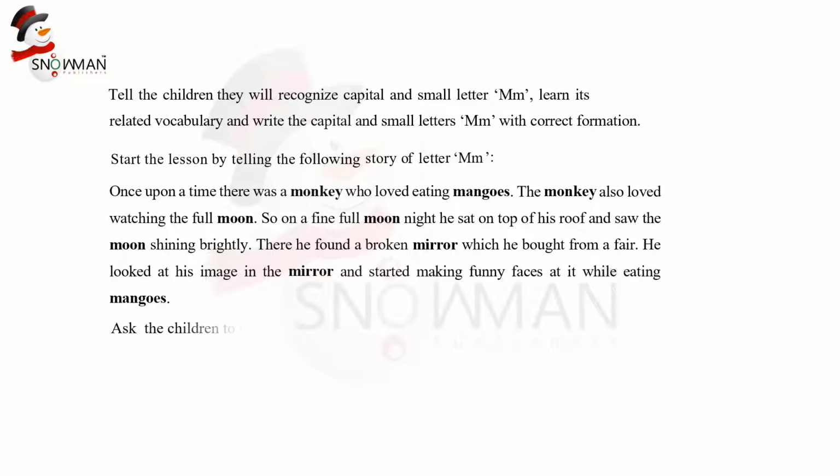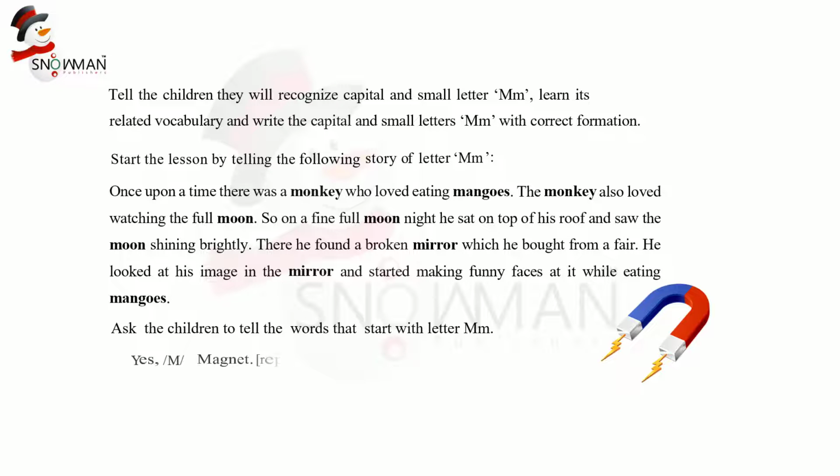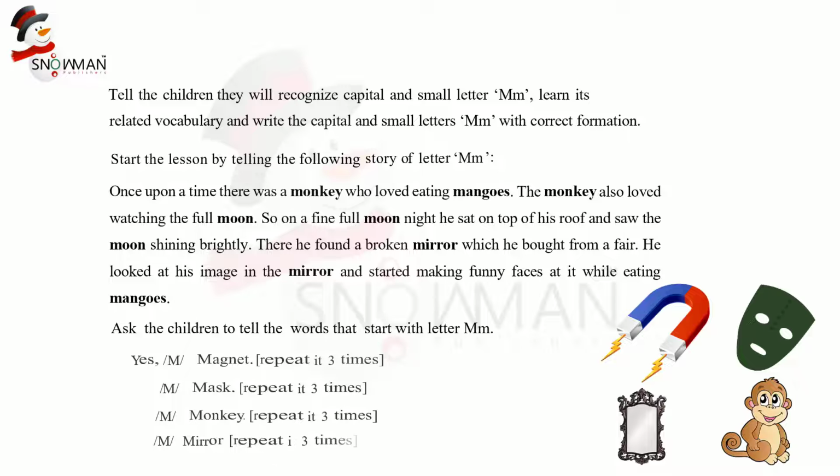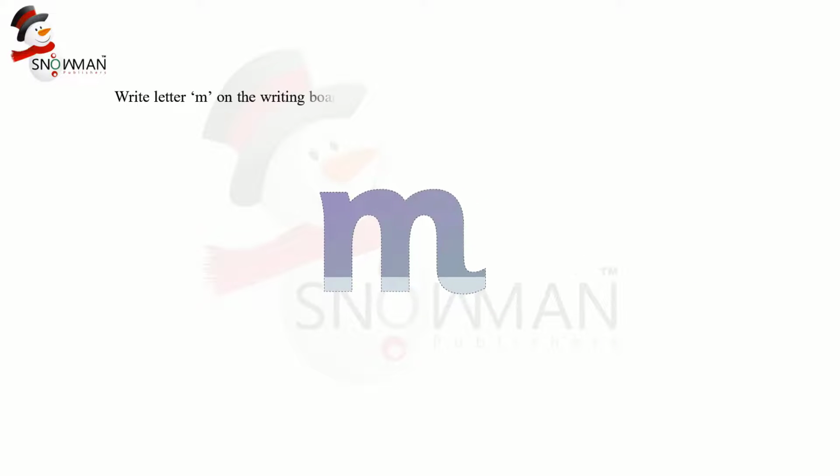Ask the children to tell the words that start with the letter M. Yes. Magnet. Mask. Monkey. Mirror. Each word is repeated 3 times. Write the letter M on the writing board.